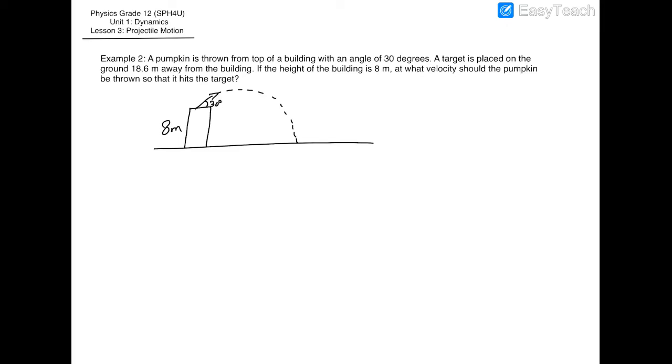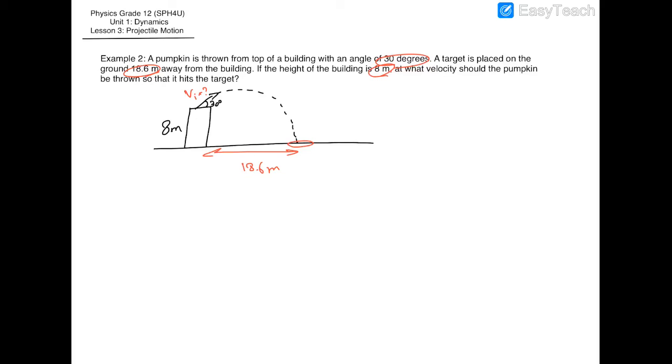And there is a target on the ground, which is 18.6 meters away from the building. Okay, here 18.6, 30 degrees, and 8 meters is the height of the building. It says at what velocity should the pumpkin be thrown so that it hits the target. So technically what it's asking for is VI. So we need to find VI.